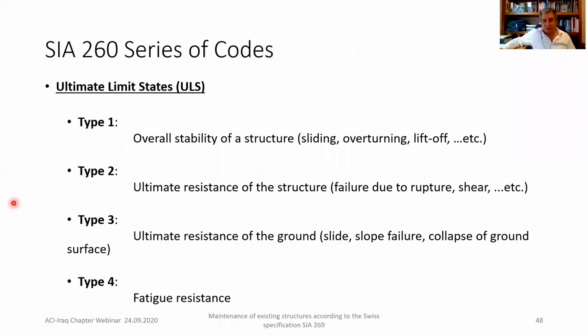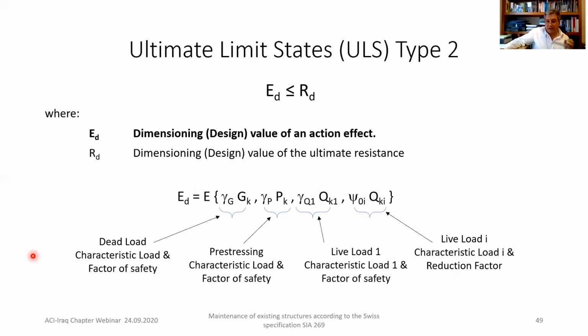I will focus more on the ultimate limit state, where we have 4 types. The first is for stability, the second is for the resistance of the structure that we normally use the most, and type 3 is for the resistance with the ground. That means the relation between the structure and the foundation. And type 4 is for fatigue. I will concentrate more on the ultimate limit state type 2, which is for security of structures.